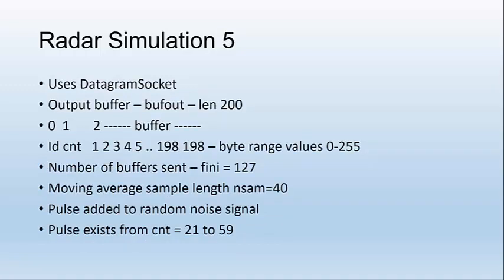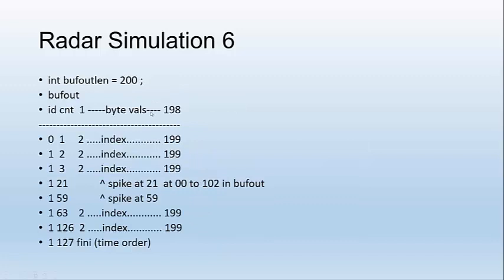The radar simulation uses datagram sockets and a buffer length of 200, for which 127 are sent, and with 40 samples, the pulse exists between 21 and 59. This slide shows the buffer structure: ID and a count, 198 values, and the spike at count values between 21 and 59. The total number of blocks sent is 127.